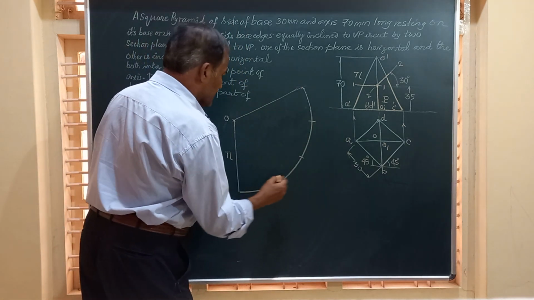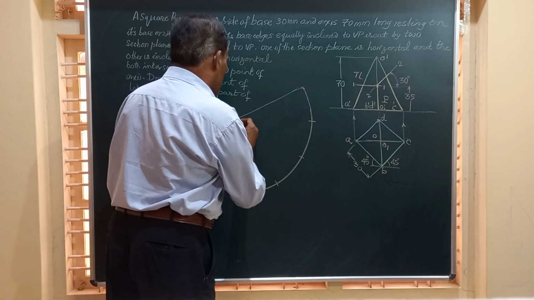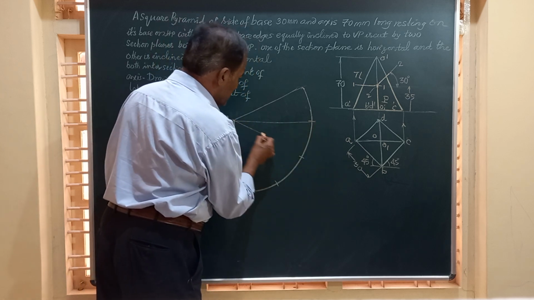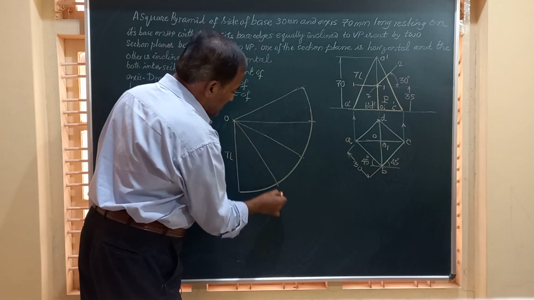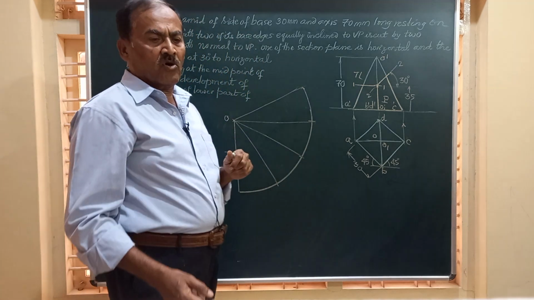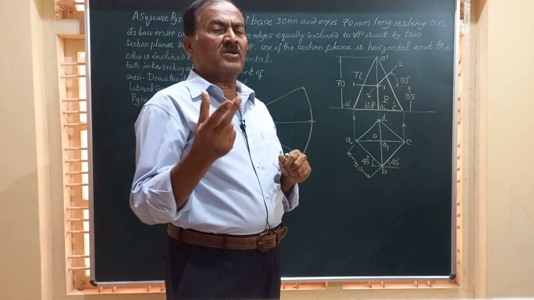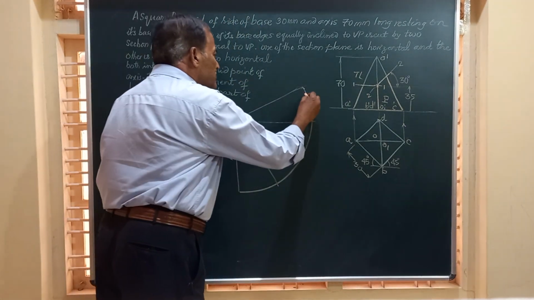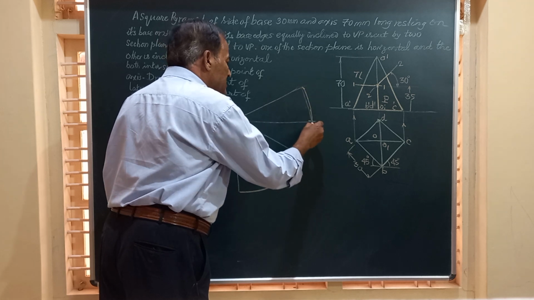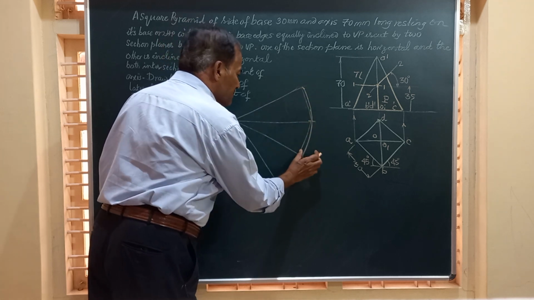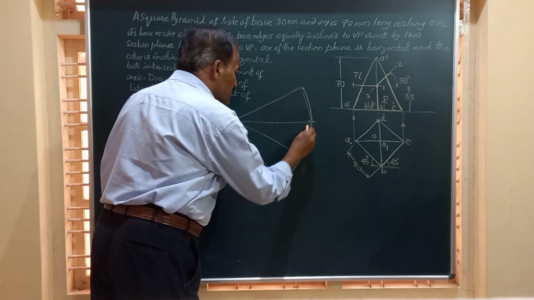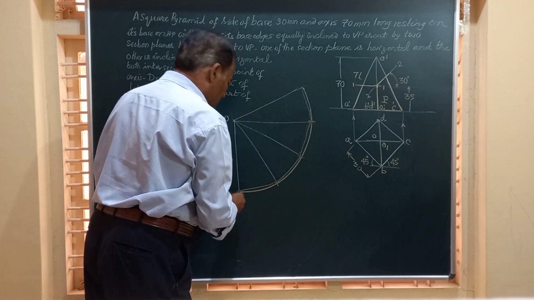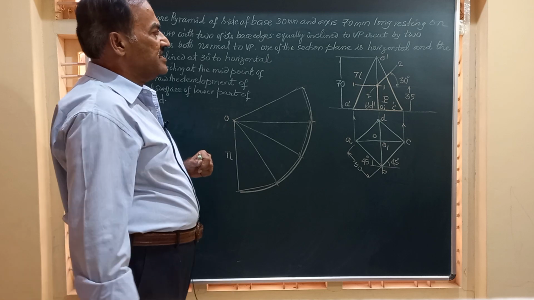Let me show all these lines as OA, OB, OC, etc. This is OA, say second, this is third. And all these pyramids will have straight edges. So I have to join all these by a straight line, second straight line, third, similarly fourth. So I am going to join all these by straight lines.